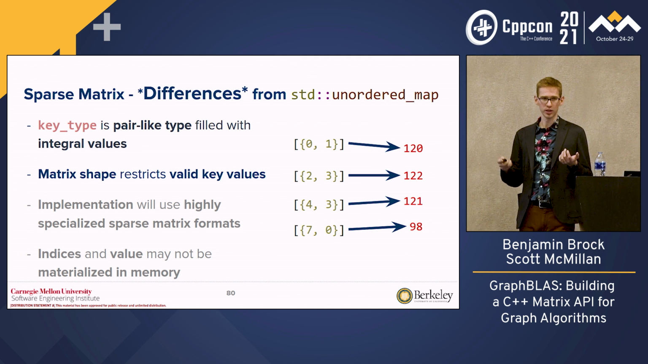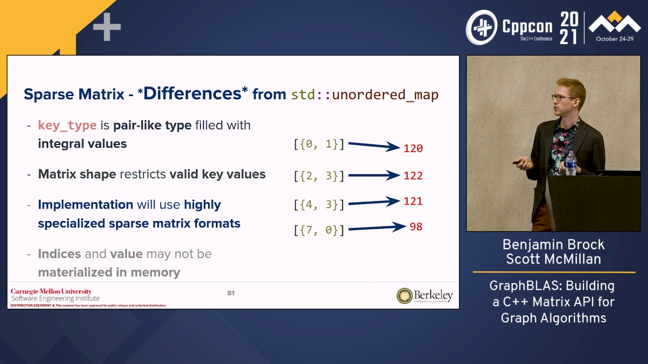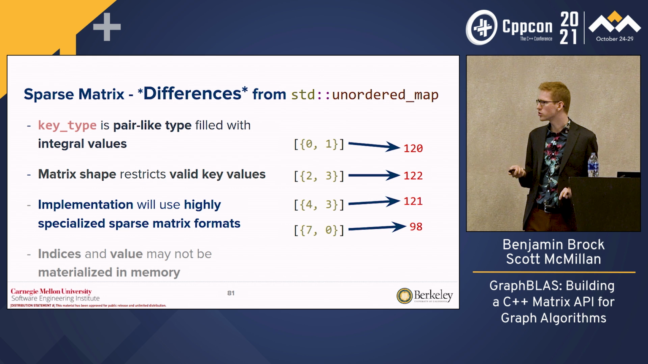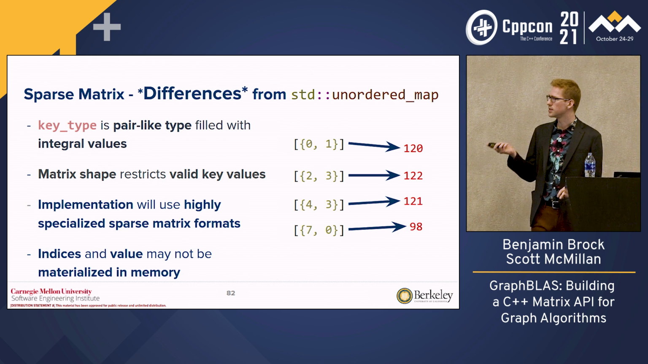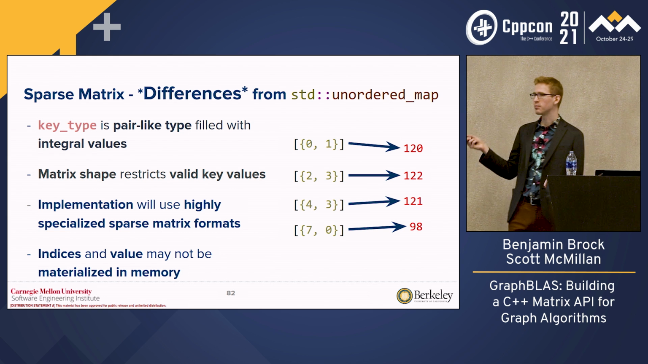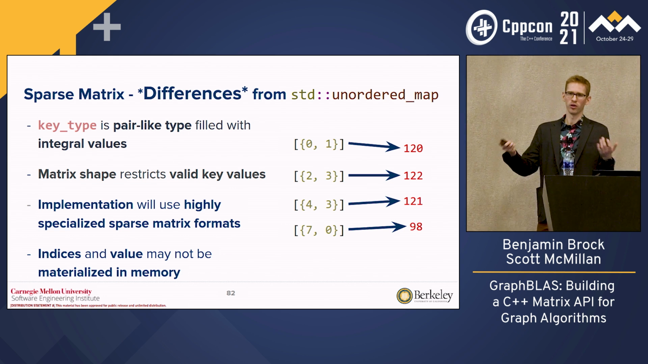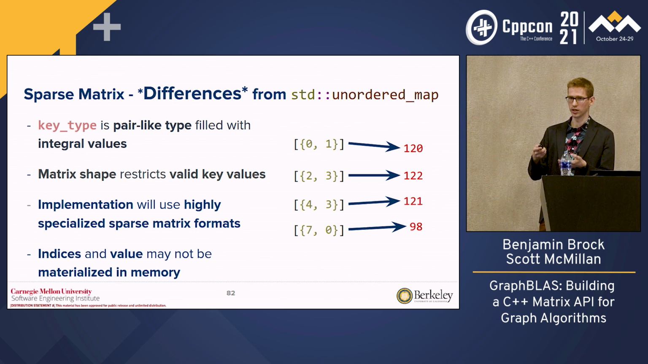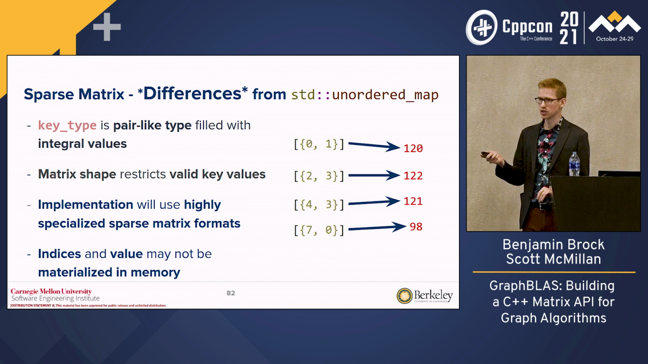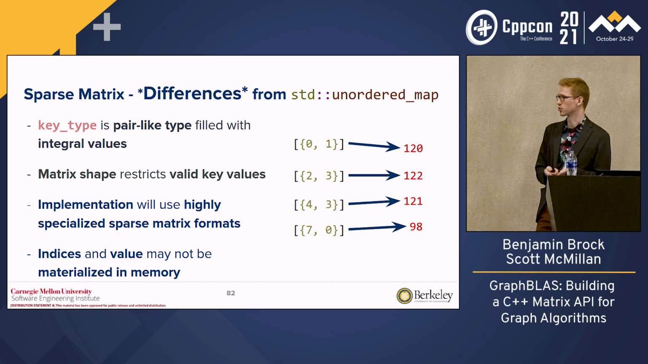And that's fine, we can implement that. But what is an important restriction is that the implementation is going to be using highly specialized sparse matrix formats, which may involve compression. Now, what does compression mean for us? It means that these actual values that are stored, these keys, may not be present in materialized memory. That's kind of the point of matrix compression, right? We can elide some of the indices by using, for example, a compressed sparse row format, where we don't store the row indices directly.